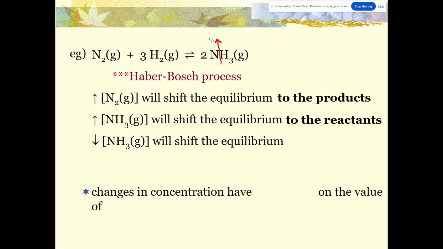Sometimes you'll also hear these shifts being told to the left or to the right. So to the products is to the right, to the reactants is to the left. Now in the last example, we are removing ammonia, okay? When you decrease the concentration by removing something, it's going to shift to the same side because it's trying to replace what was removed. So if I remove a product, it's going to shift to the products, okay?